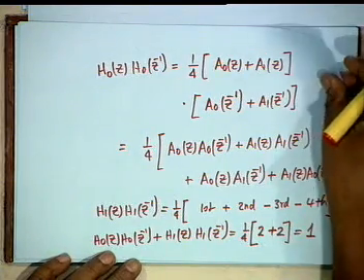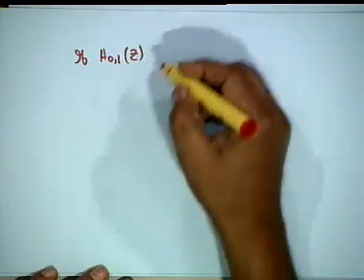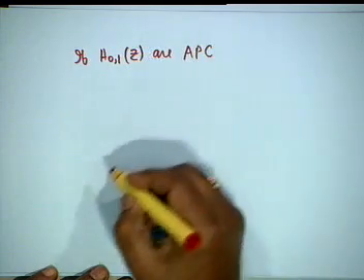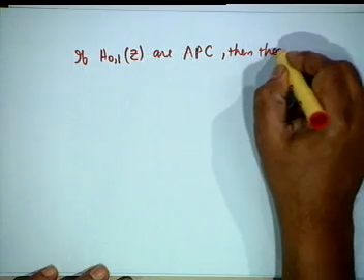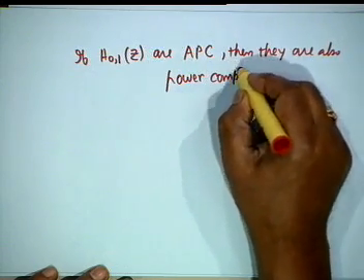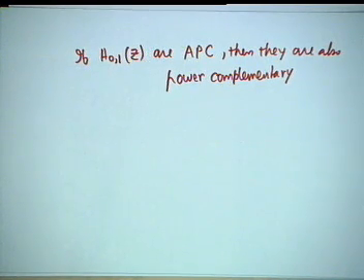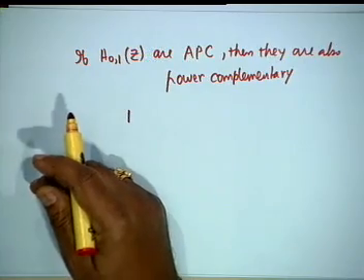And therefore, we prove a very important theorem, namely that if H naught z and H1 z are all pass complementary, then they are also power complementary. Therefore, these two transfer functions H naught z and H1 z are very important transfer functions, and they solve many problems that arise in practical applications of DSP. But let us look at first their realization.